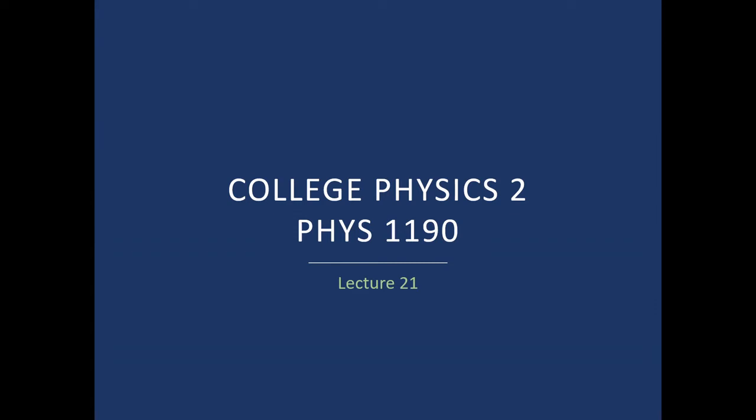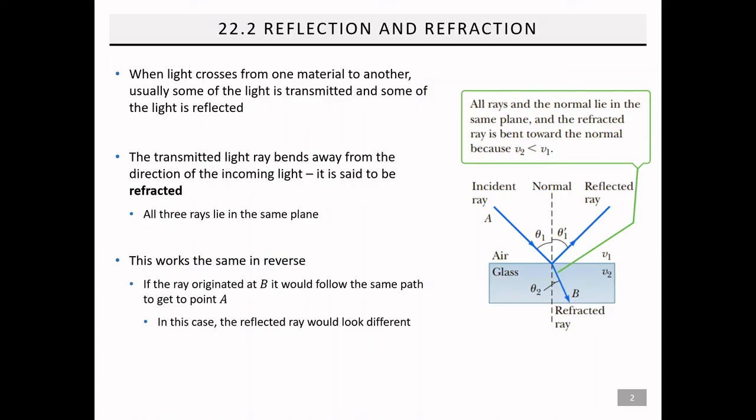Hello everyone. This is the video for lecture 21 and today we're going to finish up chapter 22. In the last lecture we talked about reflection. So we were talking about incident lights reflecting off of a surface.